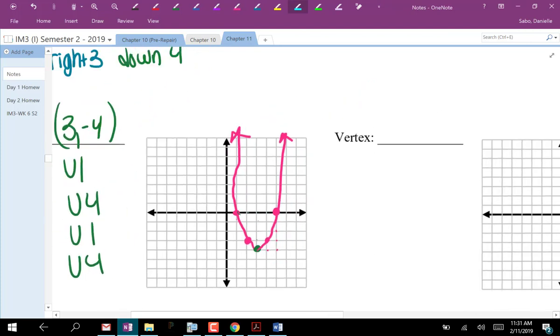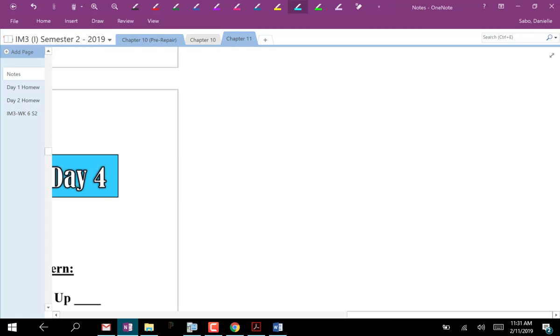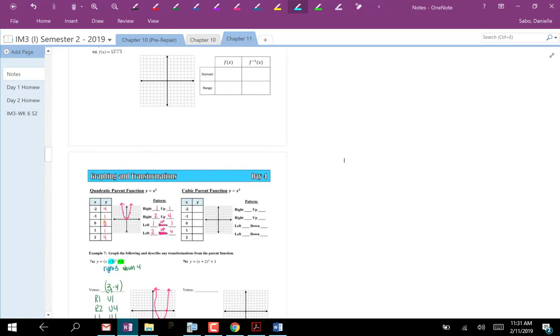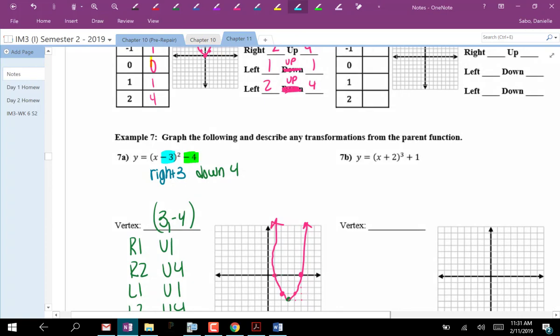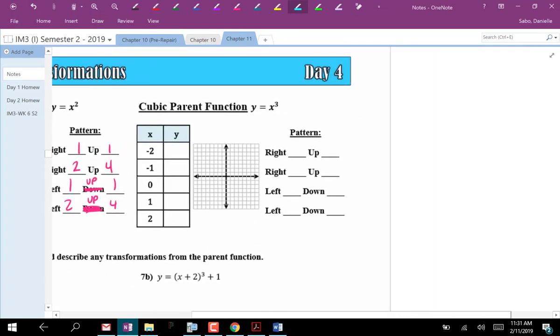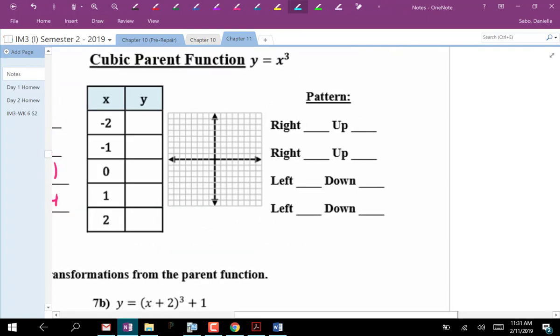Okay. All right, now I'm going to teach you the cubic one. So that was the quadratic pattern. Again, we learned this all already. You're just learning about this pattern now. So here, cubic.